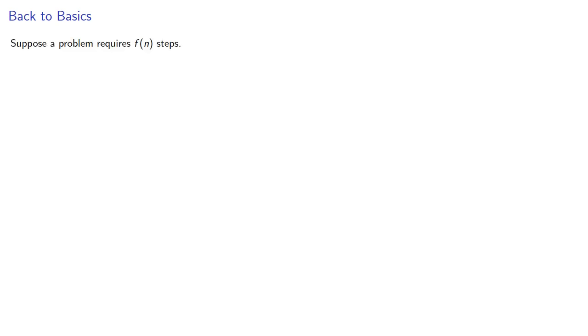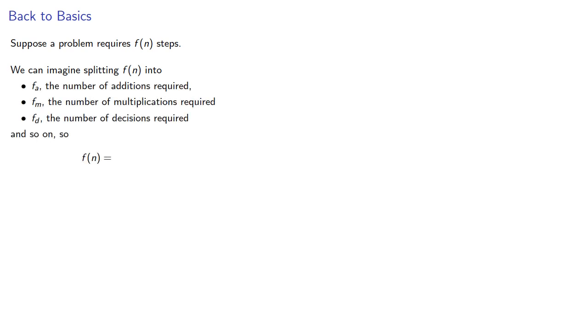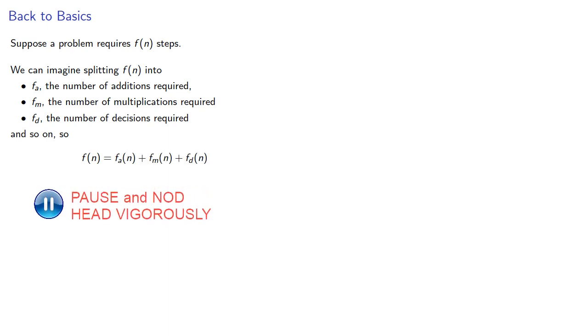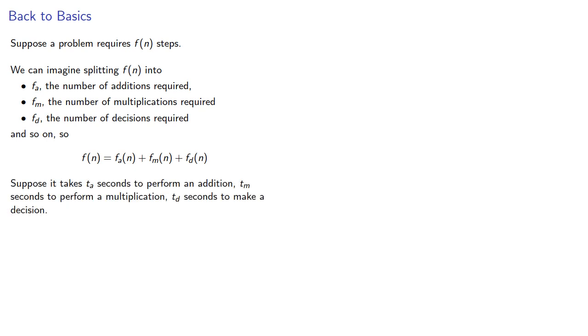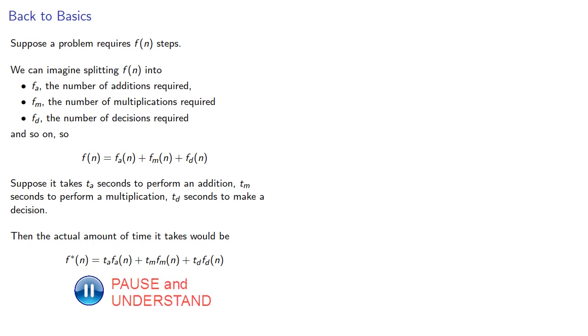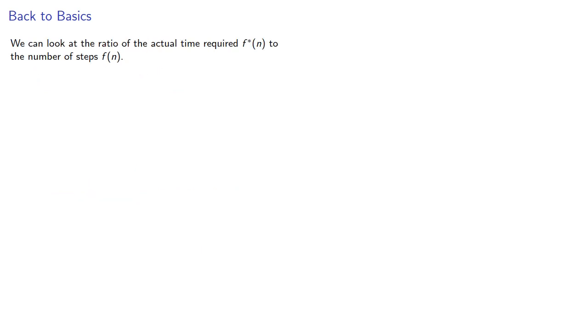Suppose a problem requires f(n) steps. We can imagine splitting our function into the additions, multiplications, decisions, and so on. So our function is a sum of other functions. Now, suppose it takes some amount of time to perform an addition, to perform a multiplication, to make a decision, and so on, then the actual amount of time it would take is going to be this. Now we can look at the ratio of the actual time required, f star, to the number of steps f(n).